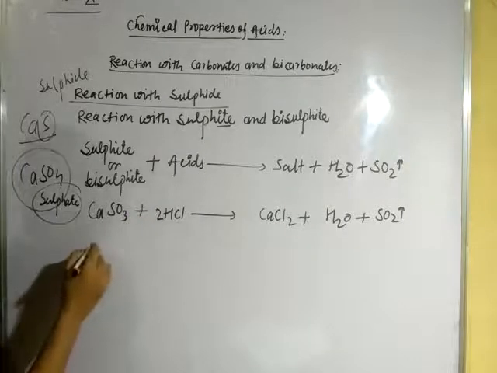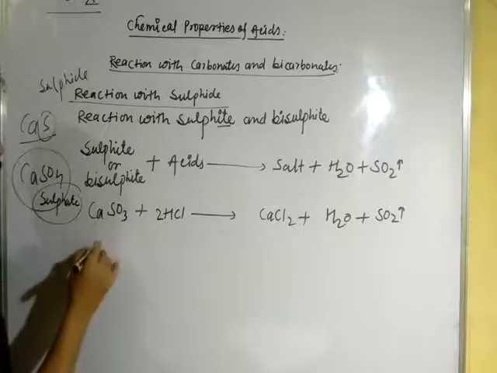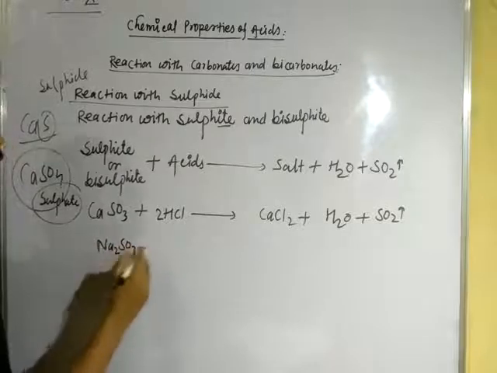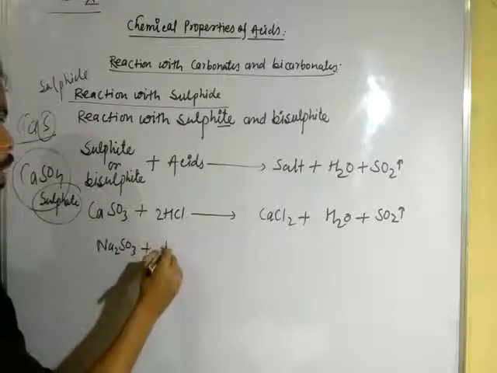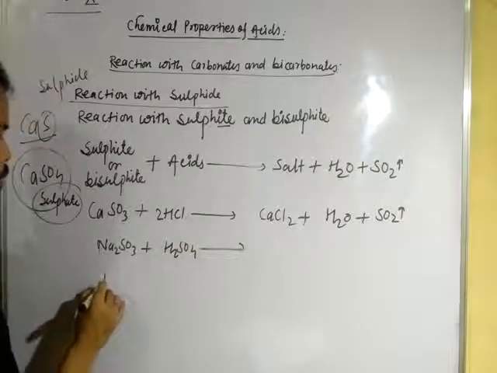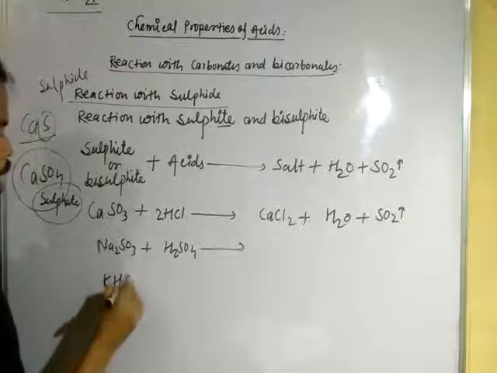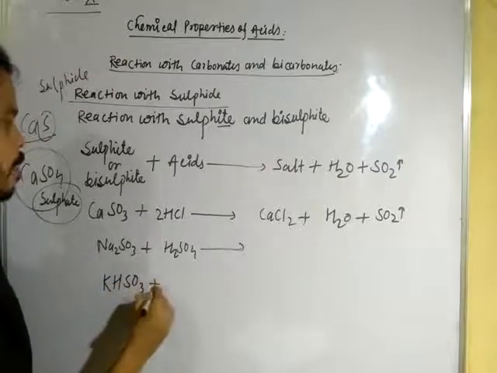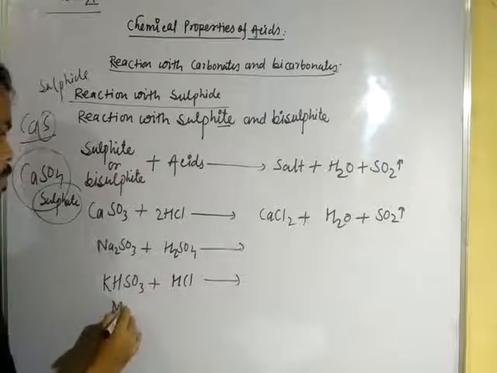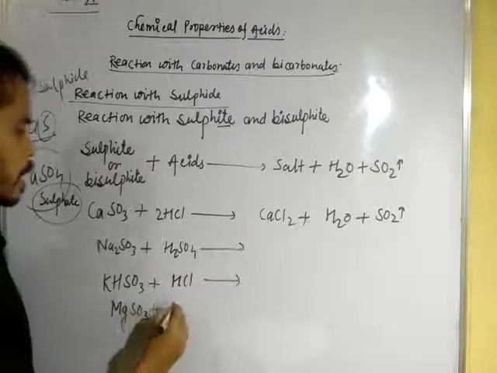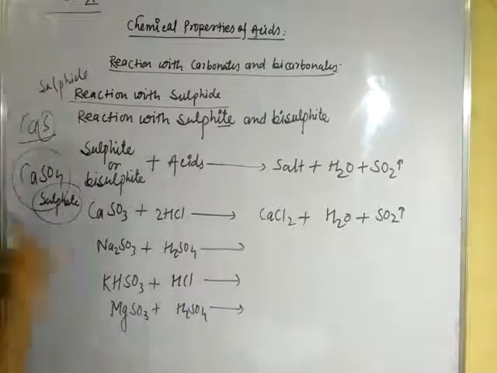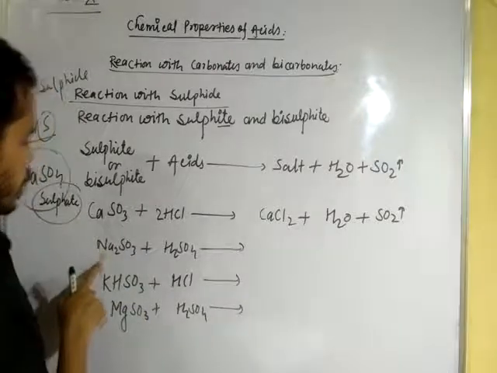Now balance this reaction, and you are watching here, multiplied by 2. Okay, sodium sulfite, Na2SO3, when treated with H2SO4, what happens? Write the reaction. Potassium bisulfite, KHSO3, when reacted with HCl, what happens? Write the reaction. Magnesium sulfite, MgSO3, when reacted with H2SO4, once again write the reaction.